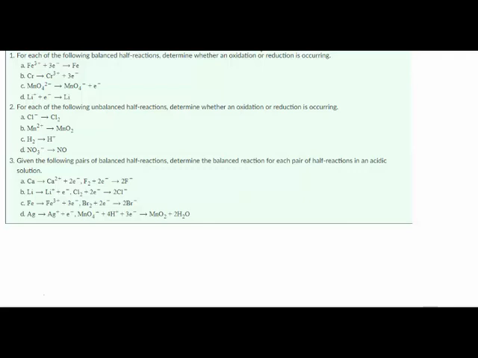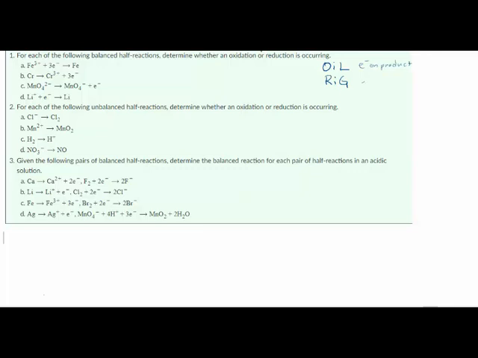For each of the following balanced half reactions, determine whether an oxidation or reduction is occurring. Remember that oxidation is loss, reduction is gain. Now, when oxidation is loss, what that means is electrons are on the product side because the reactant has lost electrons.